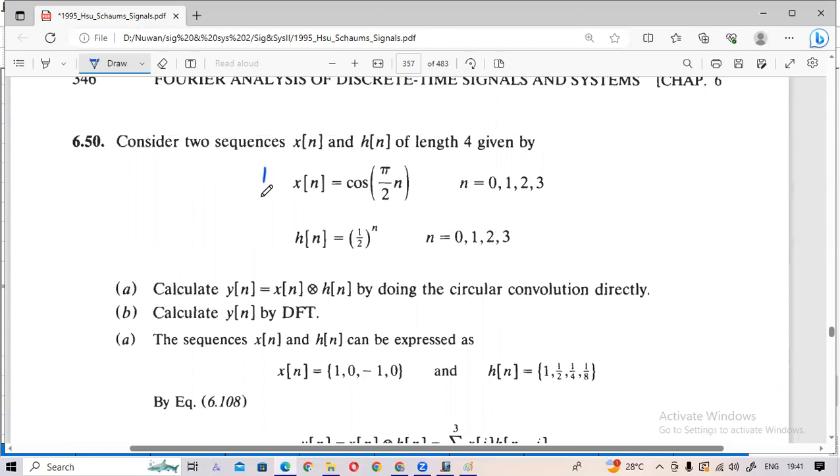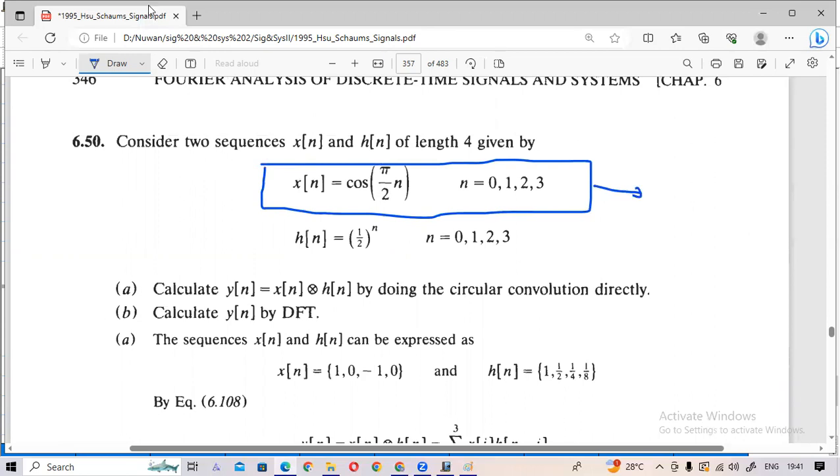Try to find the discrete Fourier transform of this one. I think you can do this. The discrete Fourier transform of this one, cos(nπ/2). Find the 5-point DFT. Try to find the 5-point DFT.